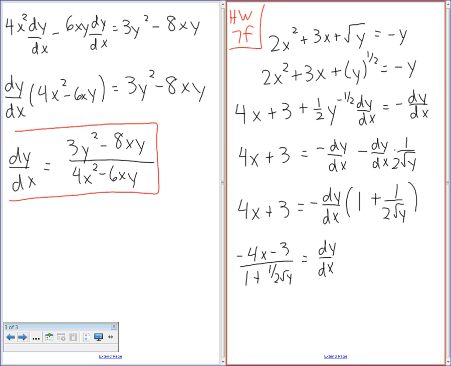Now you can see this algebra is tricky. It's not impossible, but you have to be awake when you're doing it, right?